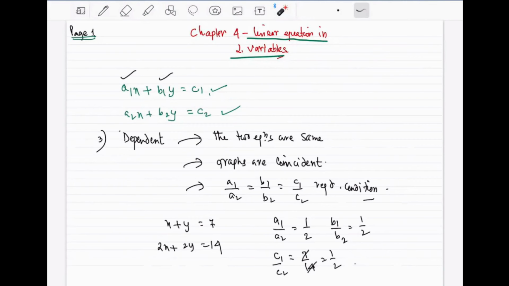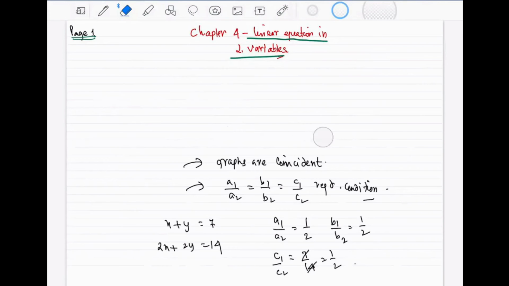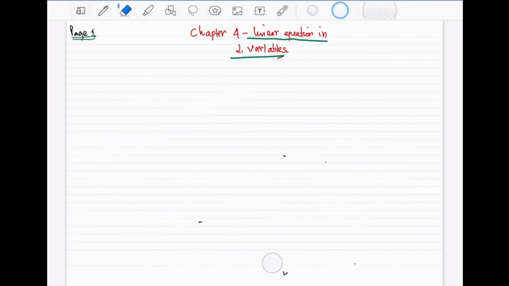You need to keep this in mind because in your board exam, the questions are mostly multiple choice types. The question will ask what is the condition for dependency of two linear equations in two variables, or you will be given two linear equations. You have to determine whether the graphs are intersecting, parallel, dependent, that sort of thing. So let me take up one or two questions from your exercise, and we will check if the equations are consistent, inconsistent, or such.